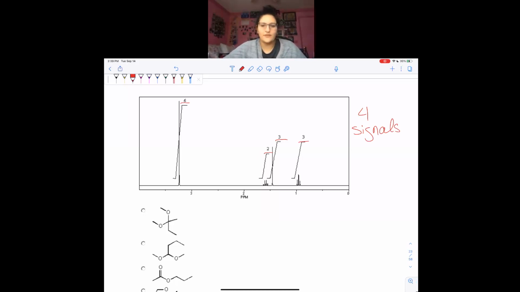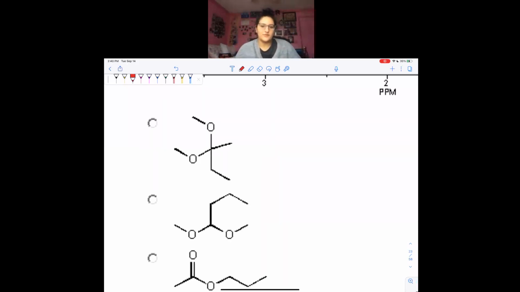So, I know right off the bat that I'm looking for something that has 4 signals. So, I'm going to zoom in here, and let's go through each of these and find out how many signals they have. Symmetry, symmetry, symmetry. We can see that these 2 are symmetrical, so we have internal symmetry. So I'm going to say we have 1 signal, and that is the same as this one. No signal here because there's no hydrogens. And then we have 1 signal here, 1 here, and 1 here. So total of 4. Okay, we can leave this one.